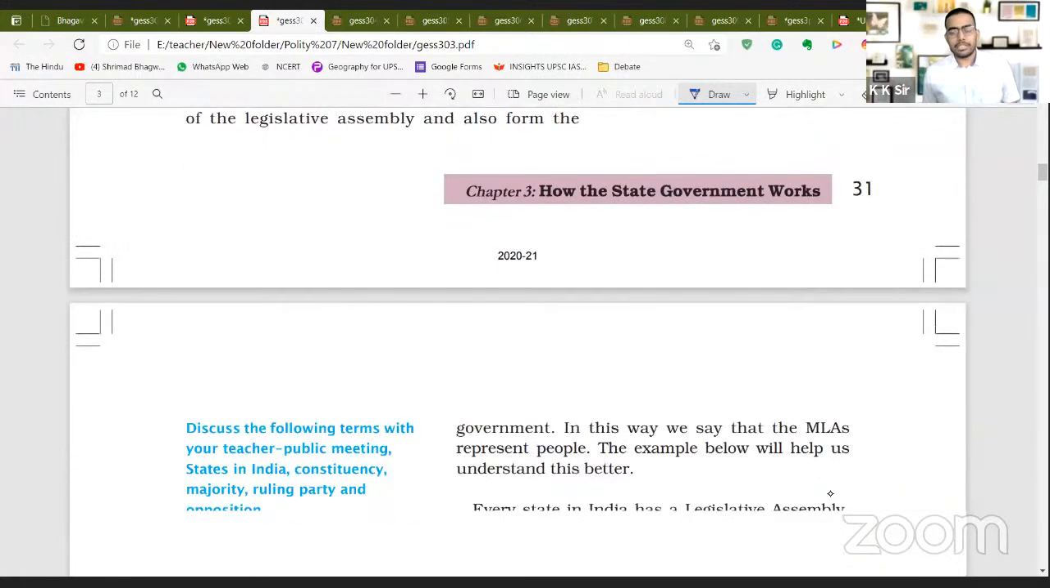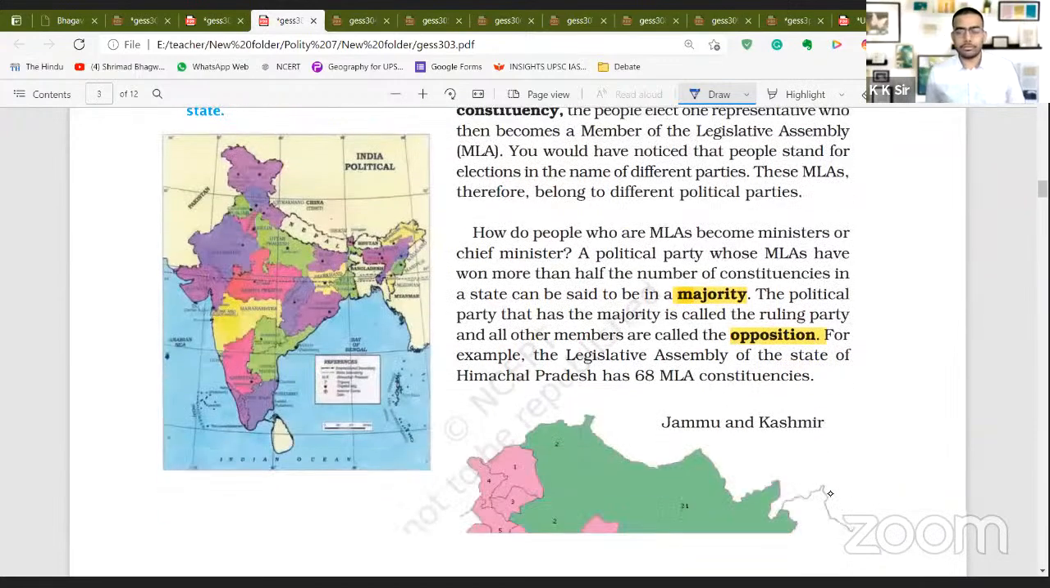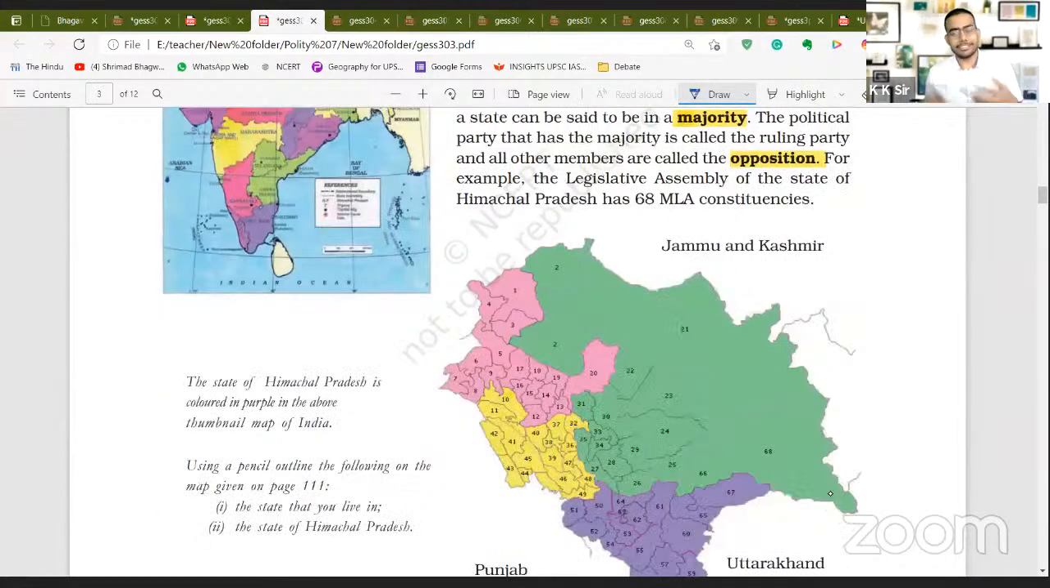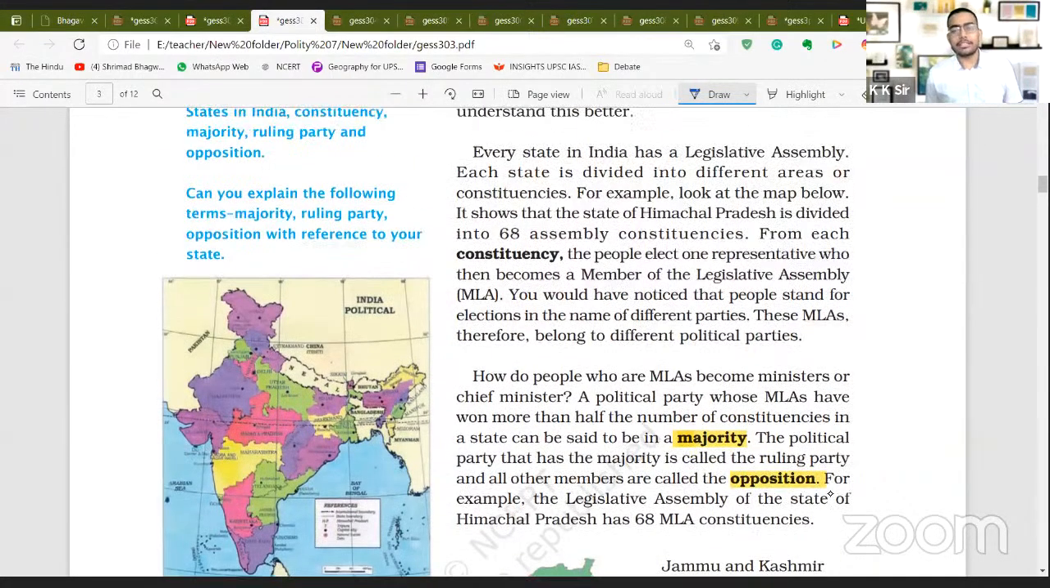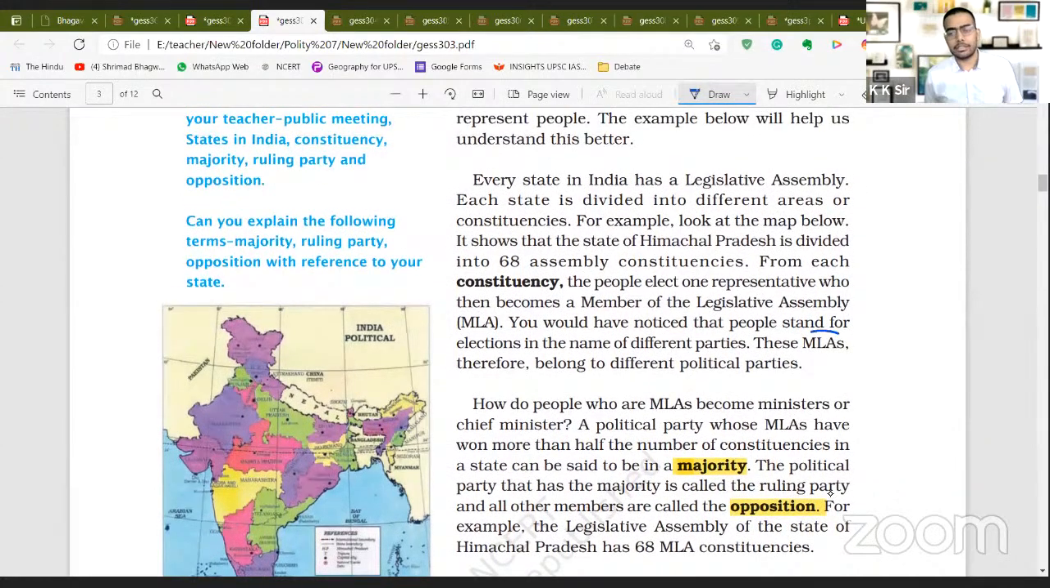See, all of you must have at least heard about the CM. There is a post called CM. CM is the political head of the state. That CM is elected by MLAs or selected by MLAs.